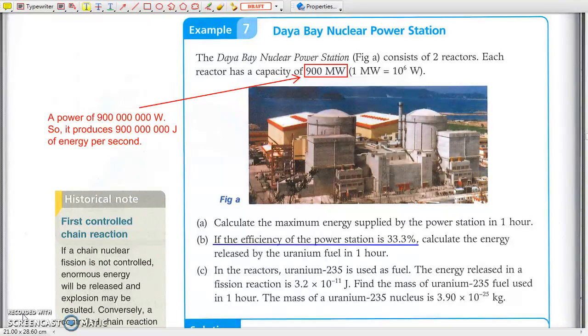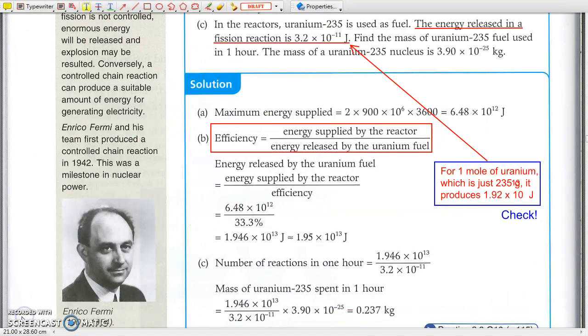In Part C, you can see that such a 900 megawatt reactor turns only 0.237 kilogram into energy per hour. A small mass, right? Read the solution carefully.